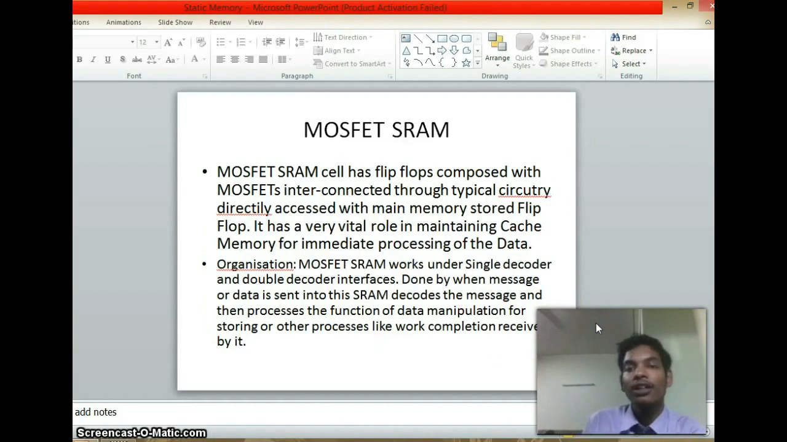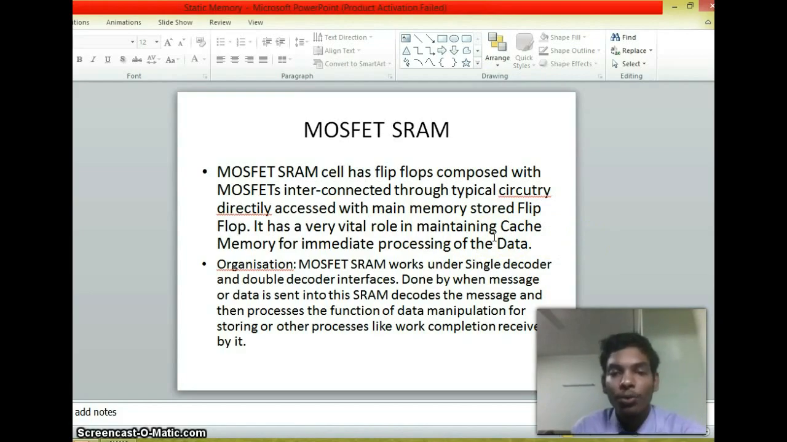Now going ahead to MOSFET SRAM. MOSFET means metal oxide semiconductor field effect transistor. Now why do we need this when we have TTL technology? Even though we use transistors in TTL technology, MOSFET creates an advantage by providing better signal amplification than transistors. So it plays a very vital role in maintaining cache memory for immediate processing of intermediate data.